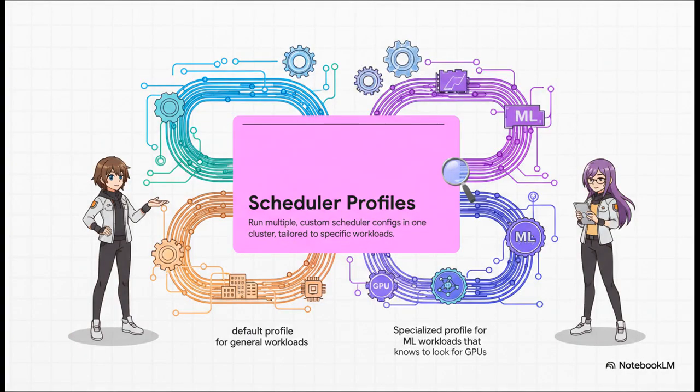The solution here is seriously powerful: scheduler profiles. This is a feature that lets you run multiple, totally custom scheduler configurations inside the exact same cluster. So you can get rid of that one-size-fits-all approach. You can have your default scheduler for all the normal stuff, and a completely separate specialized profile for your ML jobs that knows it needs to find a node with a GPU.